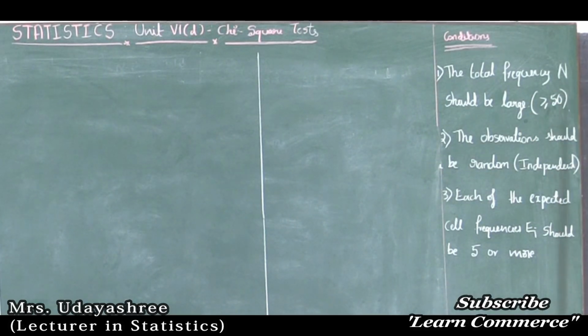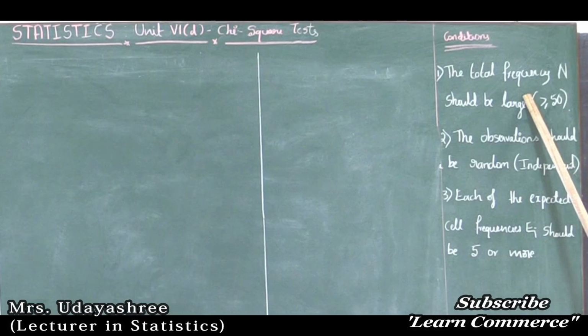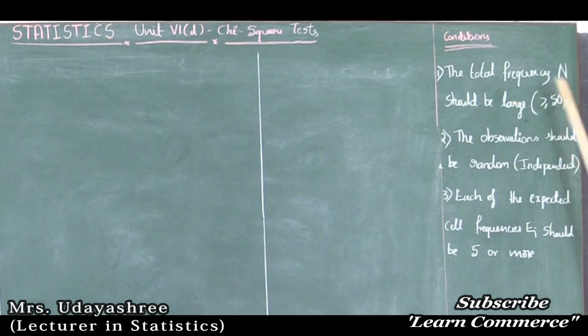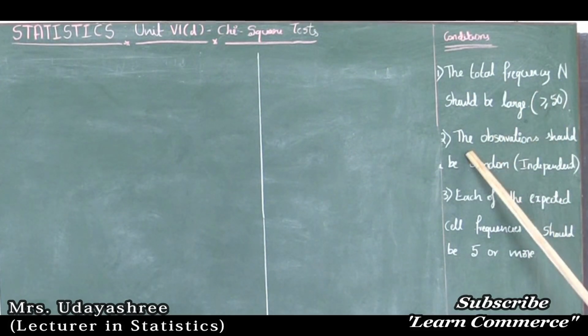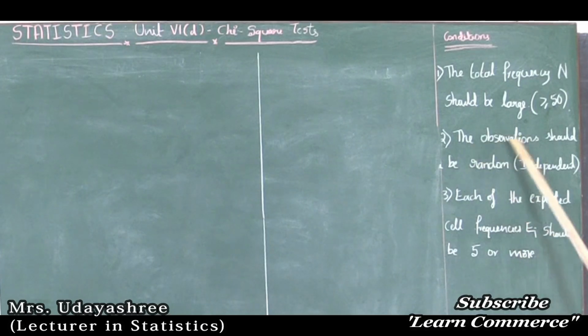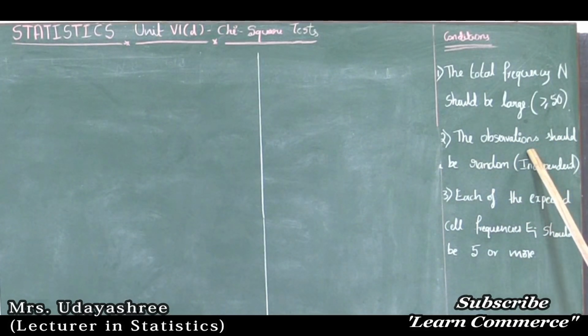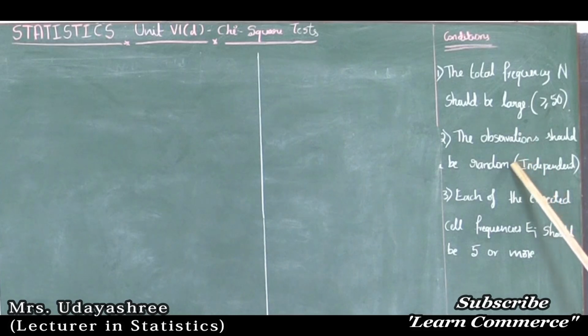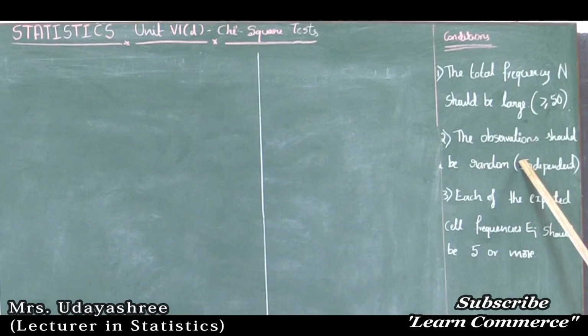In our problem the given capital letter N is 400, that is more than 50, so the first condition is satisfied. The second condition is that the observation should be random or independent. Here the given information is based on examination and special coaching class. So both are independent, not dependent attributes. So the second condition is also satisfied.